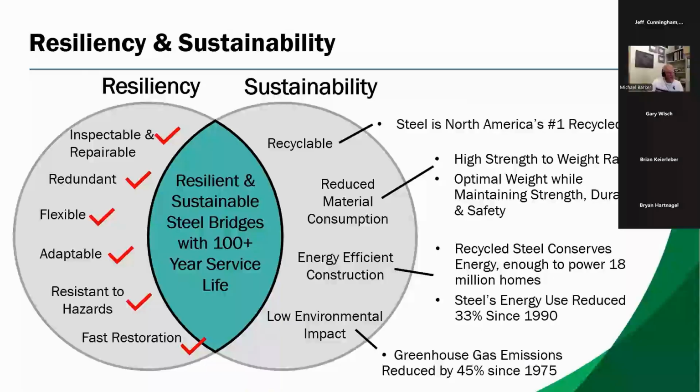But on the right side is sustainability, where we talk about recyclability, where steel is America's number 1 recycled material. Reduced material consumption, where steel has that high strength to weight ratio where we can optimize. Energy efficiency for the construction, and recycled steel. And our mills are putting in new energy efficient furnaces and using renewable energy sources. And then, of course, the bottom one, which everybody talks about, is greenhouse gas emissions. And those have been reduced because of the recycling, because of the energy efficient furnaces, and because of the renewable energy.